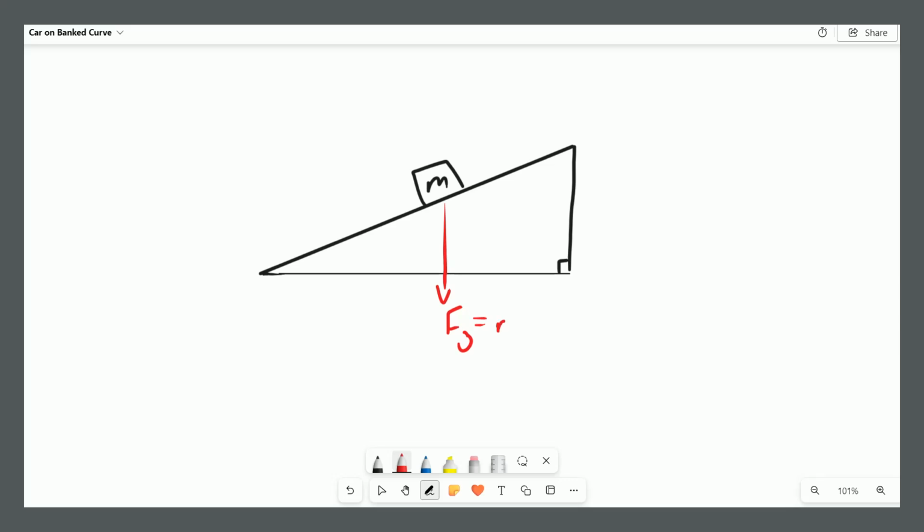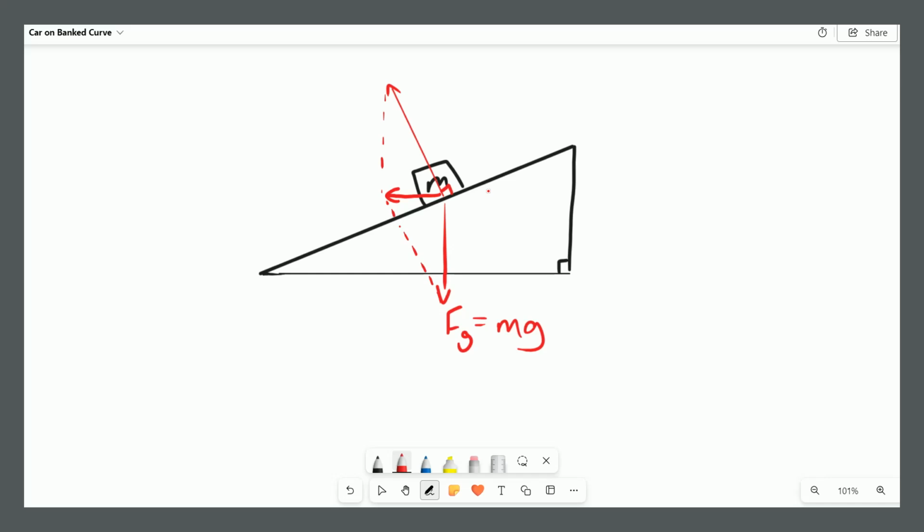which pulls it down, right? That's equal to the mass multiplied by gravitational acceleration. And there's the normal force, which is at a 90-degree angle from the surface that the car is on. And that's it. Those are the only two forces acting on the vehicle. And so they have to add up to the centripetal force, which is horizontal.